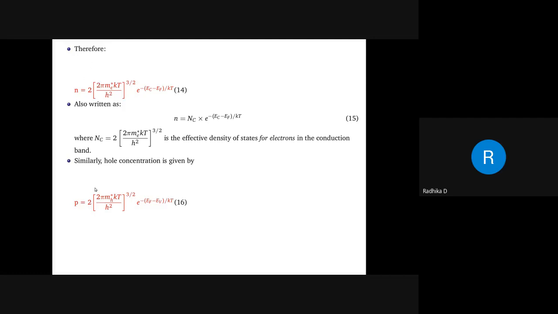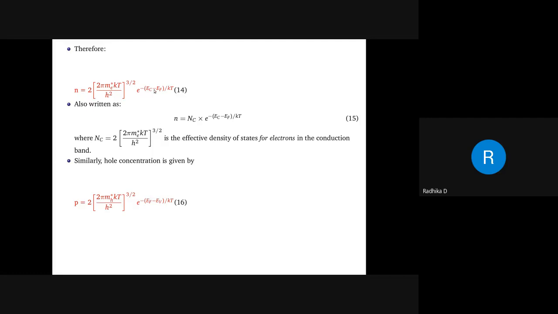2 pi is there as it is. Here it was me star because it was the effective mass of electron. Now it is the effective mass of holes, and the rest remains as it is: kT by h square to the power of 3 by 2. Here there is a small difference.